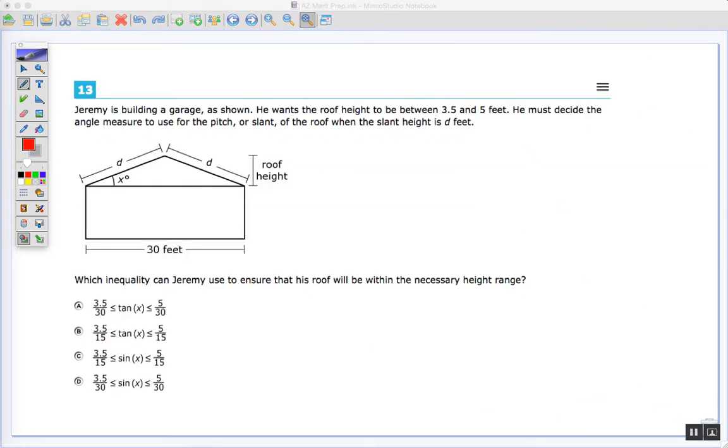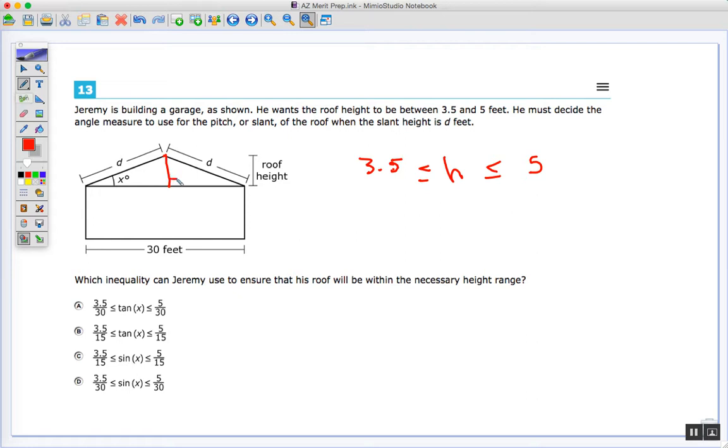All right, in this question, we are given the dimensions of a garage. Jeremy wants the roof height to be between 3.5 and 5 feet. So that means this height right here, which they show here, but it can also be drawn in right here. So he wants that to be between 3.5 and 5. I'm going to use a variable other than x here, so I'll use h.